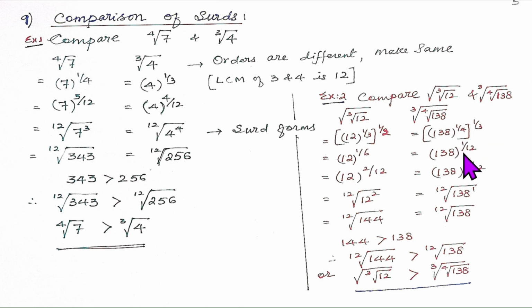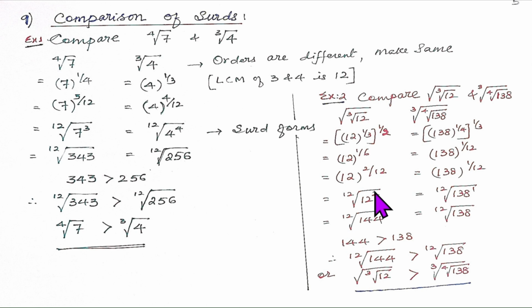Same way here, 4 into 3 is 12, 138 raised to 1 by 12. That means 6 and 12 are different, the denominators are different. Make them the same by taking the LCM of 6 and 12, and multiply the numerator by 2 here, 2 by 12. Here it is 1, it will remain the same. Then reconvert them into index form, that is, surd form.